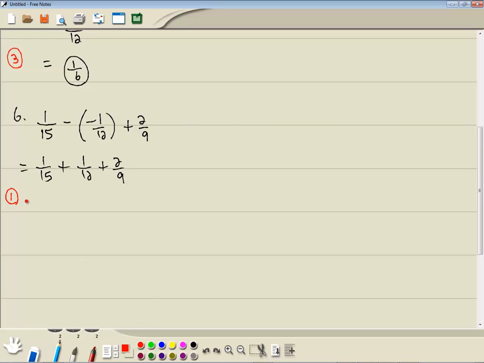Step 1, get a common denominator. So let's take a look at this. We got the LCM 15, 12, and 9. And we want to do the prime factorization of each number. Now 15. 15 is 3 times 5. 12 we've already done. 12 is 2 times 2 times 3. And I think we did 9 also. 9 is 3 times 3.